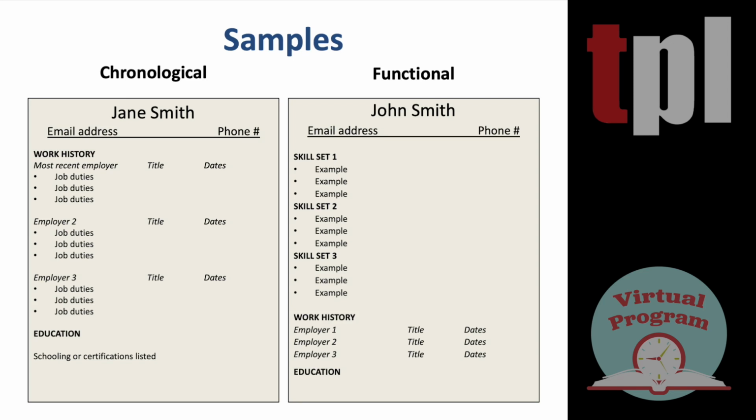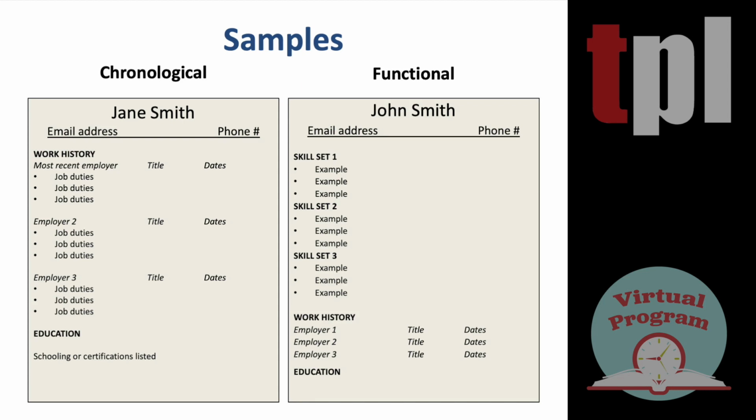But for now, with each skill set area, a person would identify some examples to demonstrate their abilities in that area. After this section, we move down to work history. Notice it's very abbreviated. We're only listing the employer, title, and dates. No need to list duties on the job because we've listed those things up above in a more general manner.